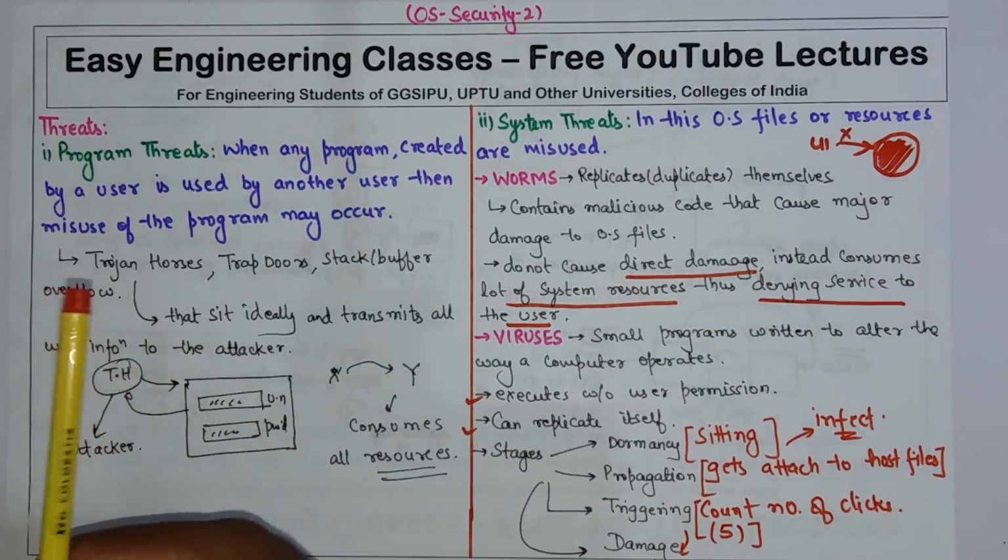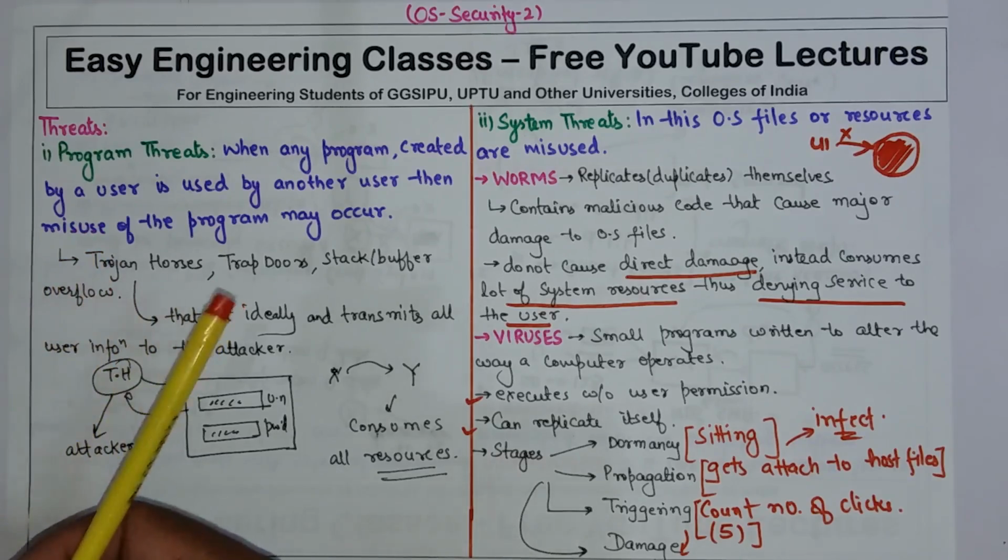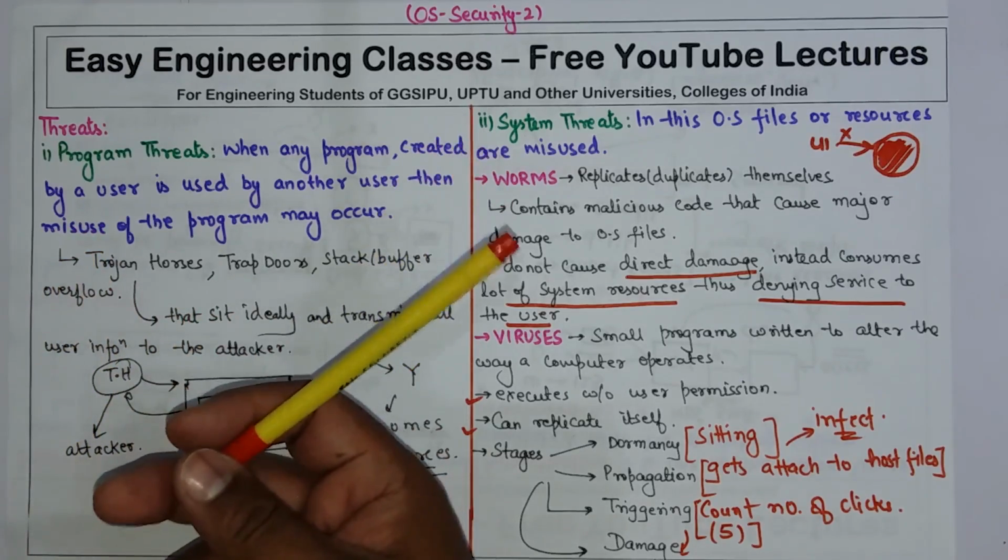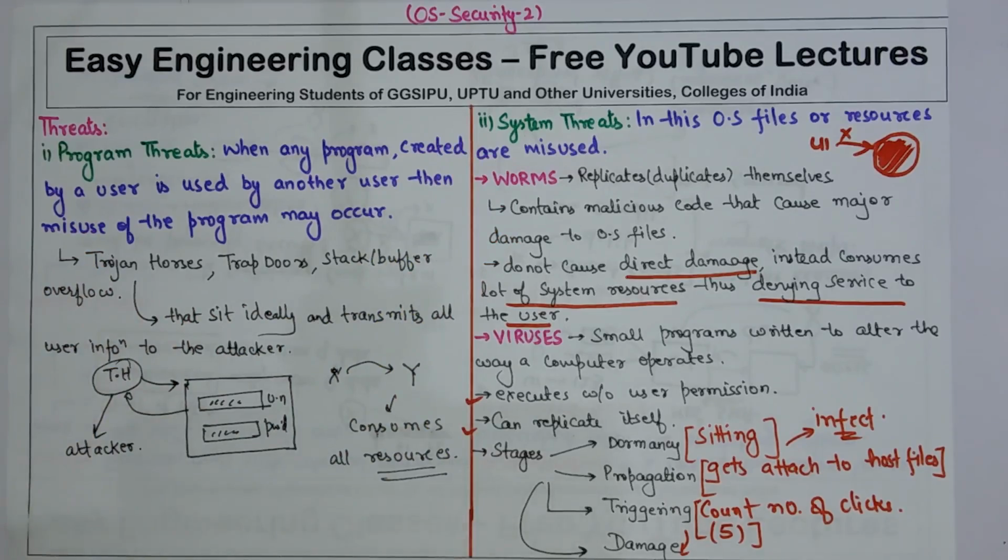So in this video we have seen the program threats. Basically Trojan horse is important. Then in system threats, virus and worms are important.